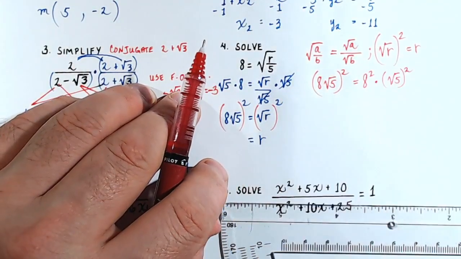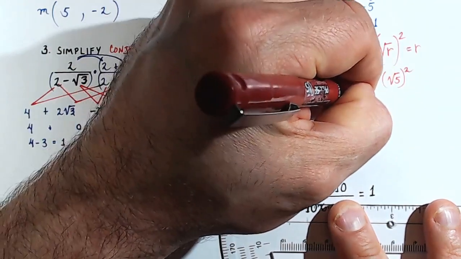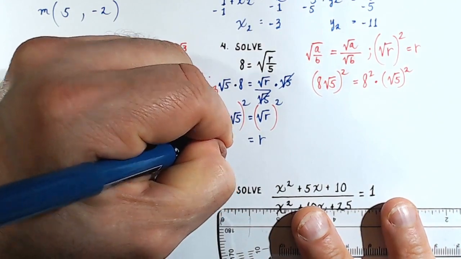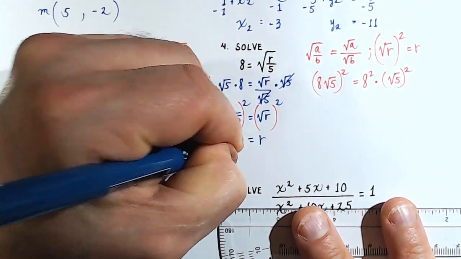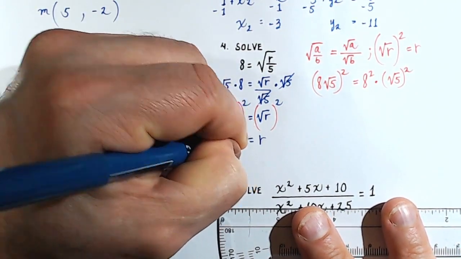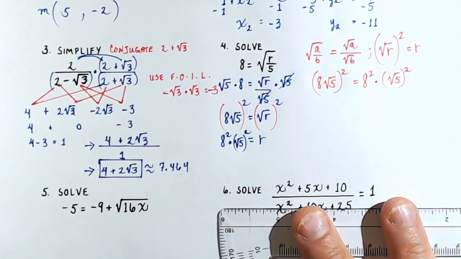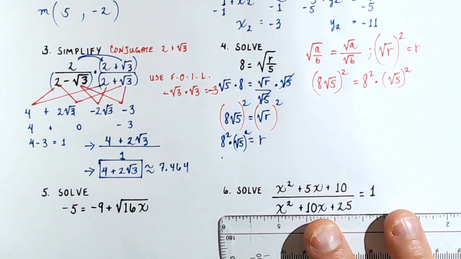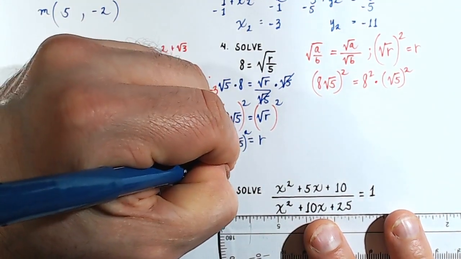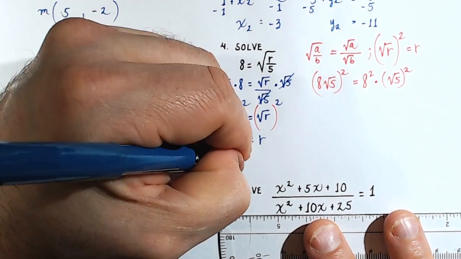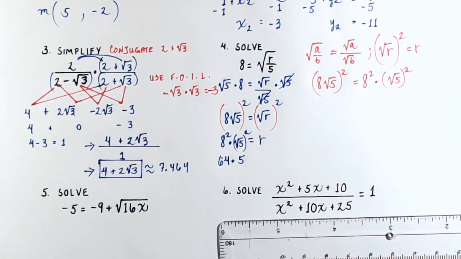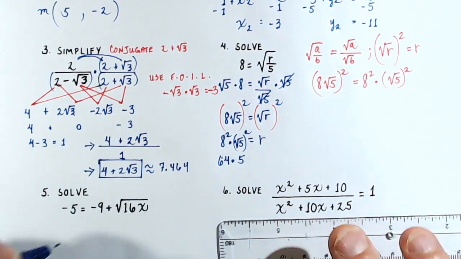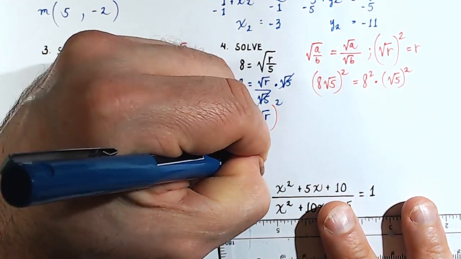Remember this rule right here. So what we'll end up with, well, we'll do it down in the problem. I've got here 8 squared times the square root of 5 squared. Now my next line will say 8 squared is 64. I've got 64 times 5. Because squaring the square root got rid of the square root, and I'm just left with what's underneath the square root. And that's equal to r.